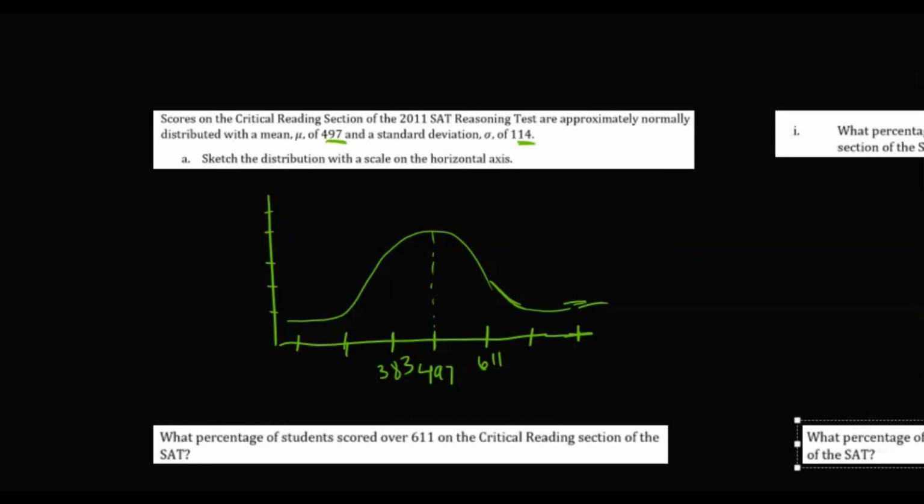So the second standard deviation is going to be 269. This one's going to be 725. Over here is going to be 839. And this one's going to be 155. All right, perfect. Now let's actually move on to the questions.